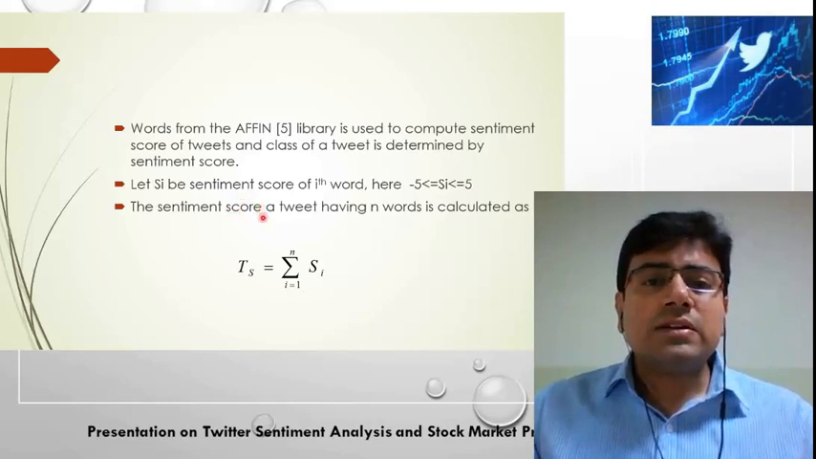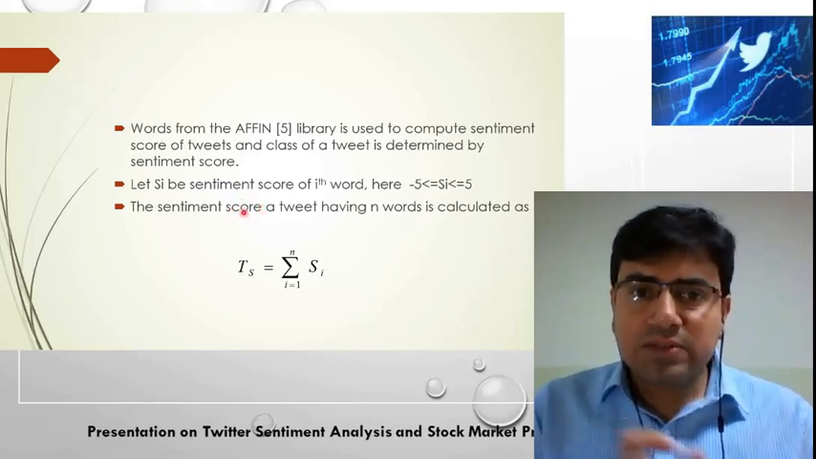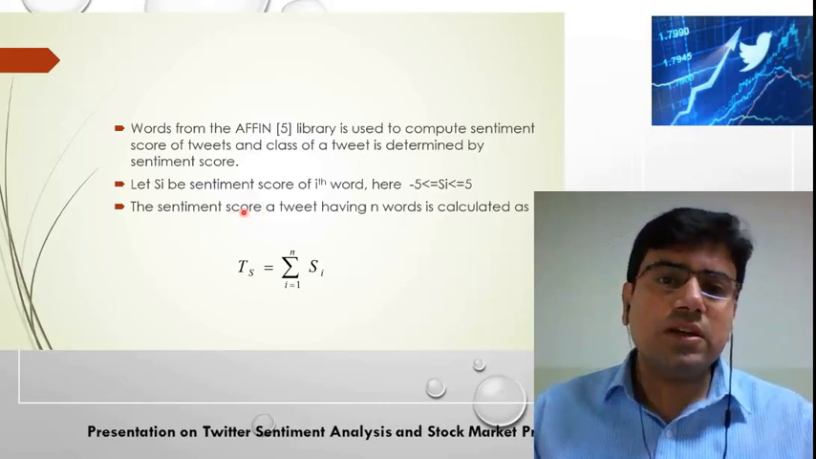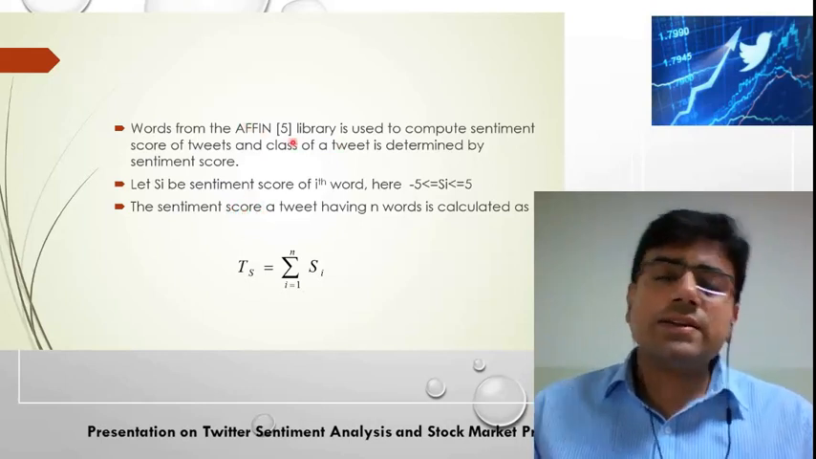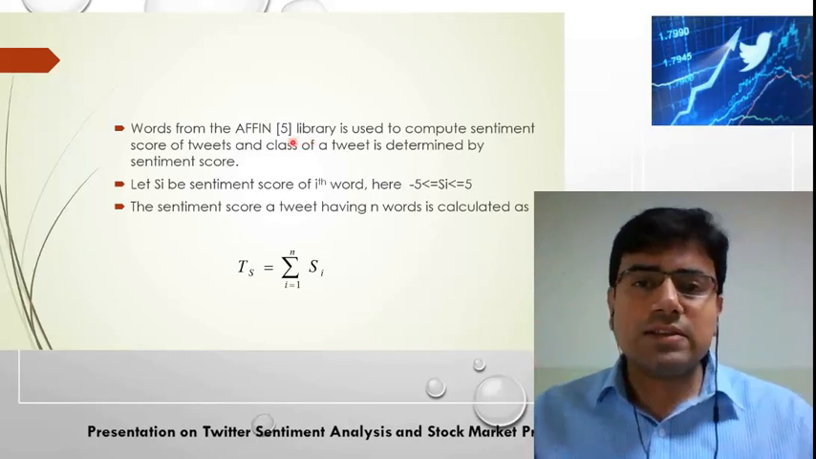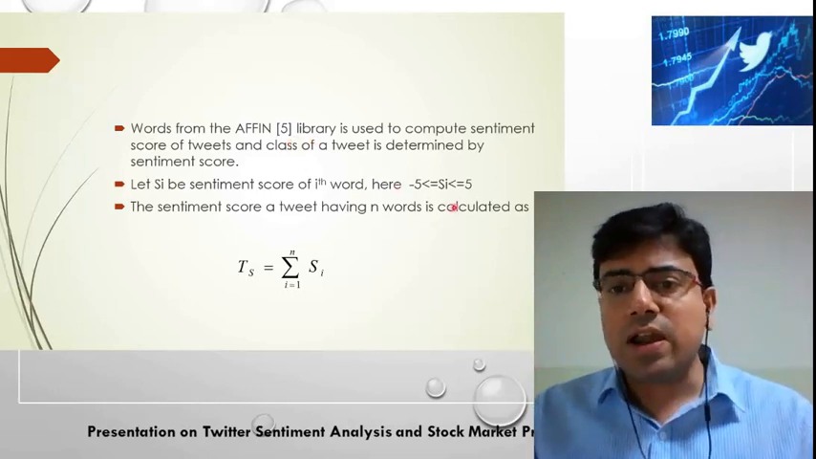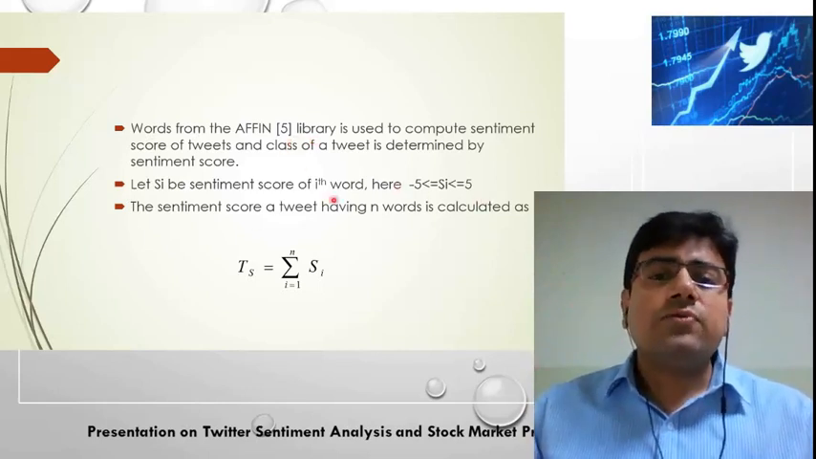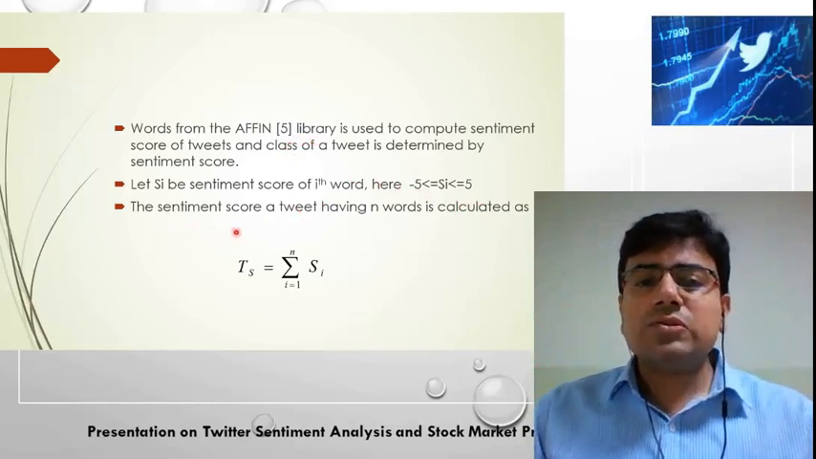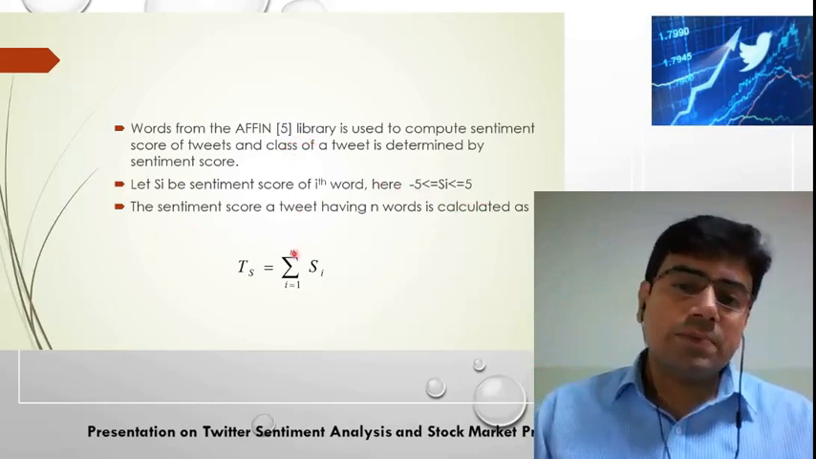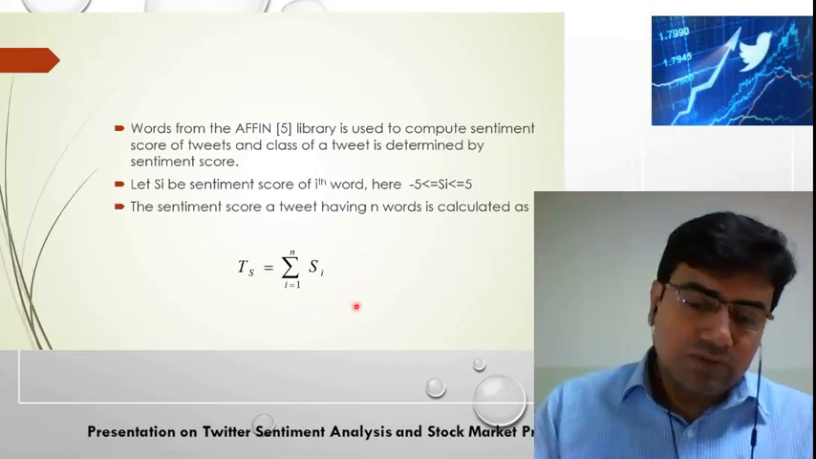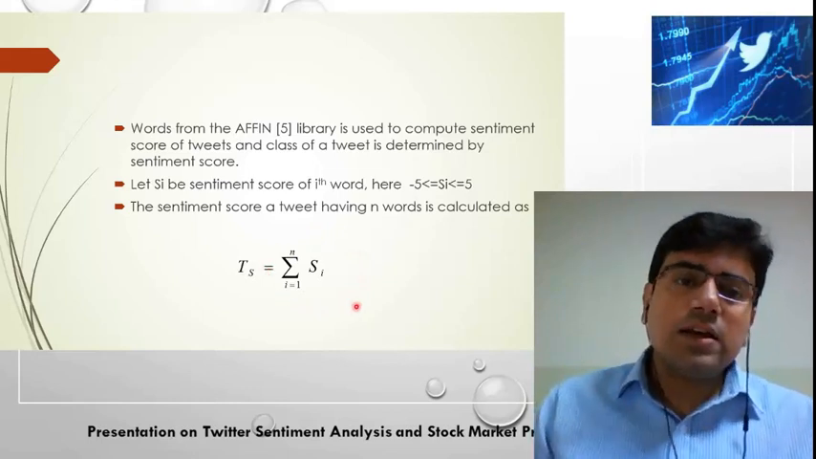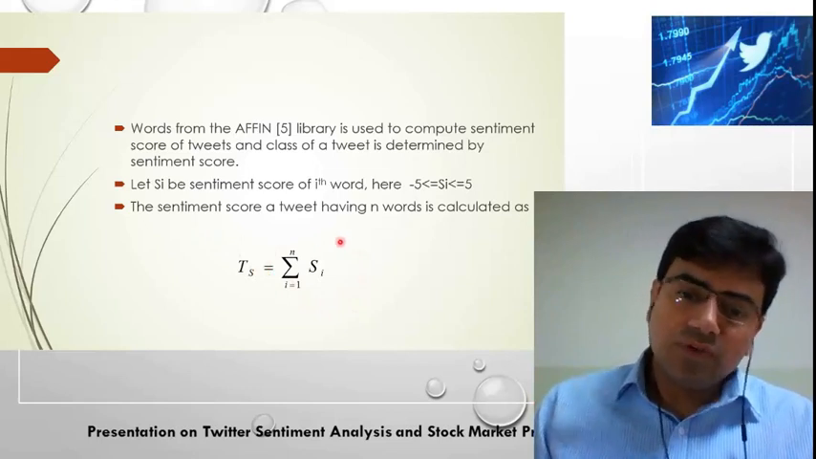Given the important words present in the text part of the tweet, we can refer to AFINN, which is a library consisting of words as well as polarity values between -5 and 5, and we can compute the sentiment score of a tweet as a summation of the individual polarity values. So this will give the total sentiment score of a tweet.